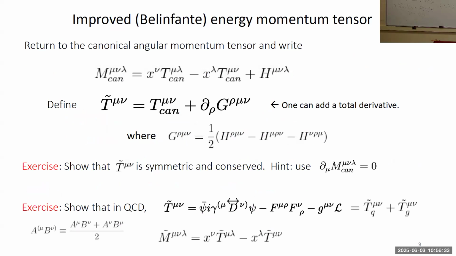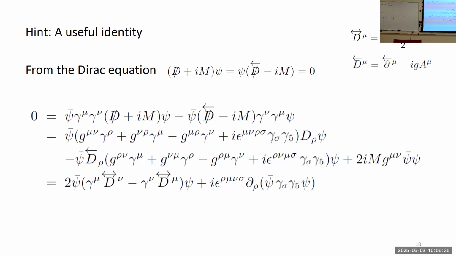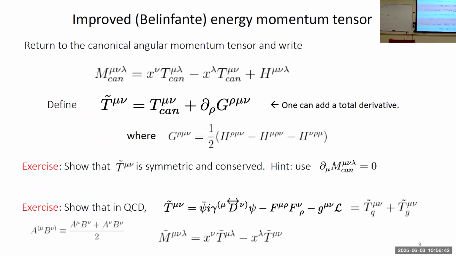Okay. All right, so this is called the Belinfante energy momentum tensor. So now we have a symmetric and gauge invariant energy momentum tensor for QCD. You can arrive at it from the canonical energy momentum tensor in this way.